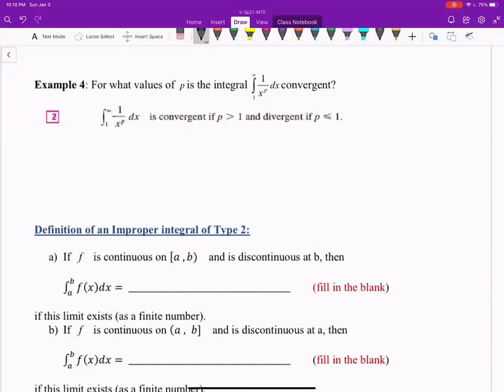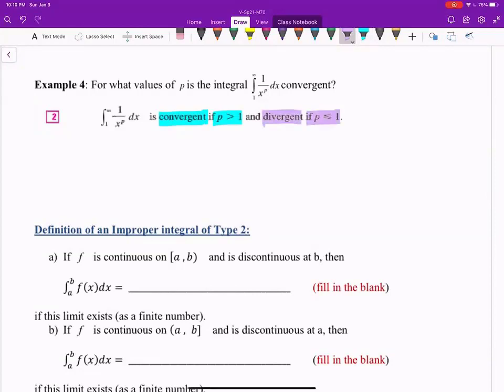Example 4: for what values of p is the integral from 1 through infinity of 1 over x to the power p dx convergent? The integral from 1 through infinity of 1 over x to the p is convergent whenever p is more than 1 and divergent whenever p is less than or equal to 1.